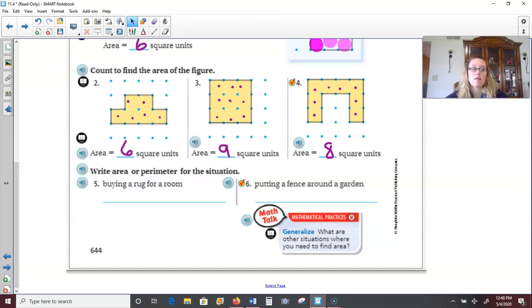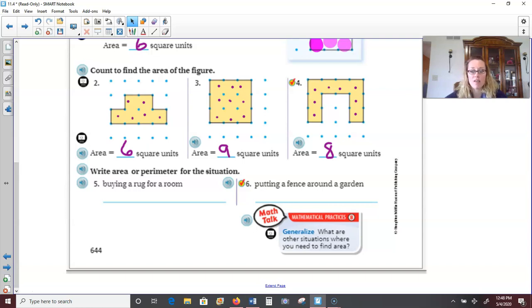On number 5, we want to write either area or perimeter for the situation. So this kind of helps us think about the difference between perimeter and area. So if we are buying a rug for a room, let's just say Isis wants a nice, pretty brown rug for her room because she loves the color brown, reminds her of chocolate.